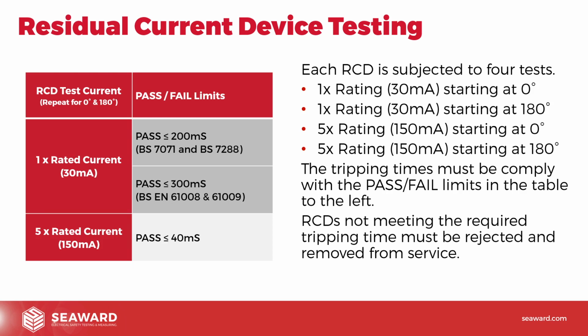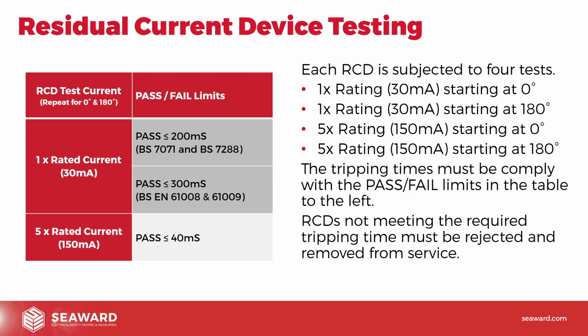Now, the more mains type RCDs, the type you'd expect to see in a consumer unit or distribution board, are to BS EN 61008 or 61009. These have to operate within 300 milliseconds, so less than or equal to 300 milliseconds. When you're testing both of these, if you use 200 milliseconds, generally they'll be within that. If you use 100 milliseconds, they'll generally be within that. So you're not expecting huge differences in the results, but the standards have higher limits. For your 1 times tests, whether at 0 degrees or 180 degrees, you're expecting to see either less than or equal to 200 milliseconds or less than or equal to 300 milliseconds.